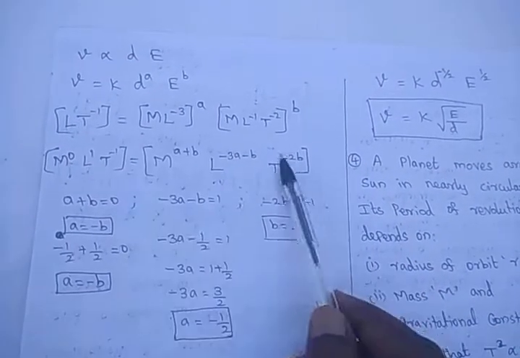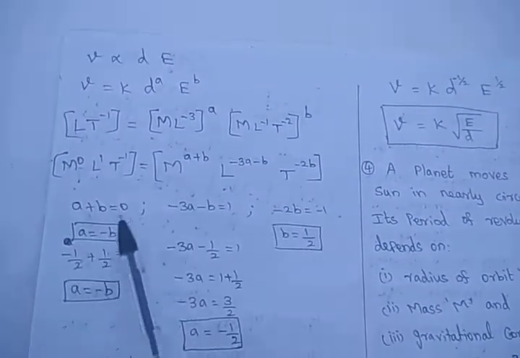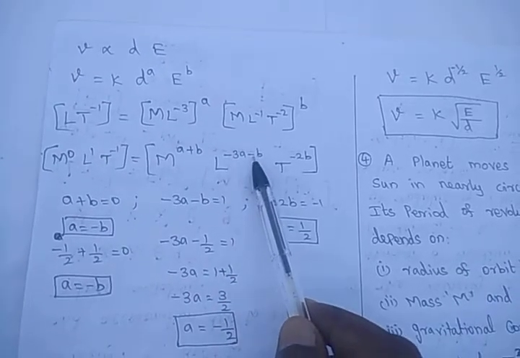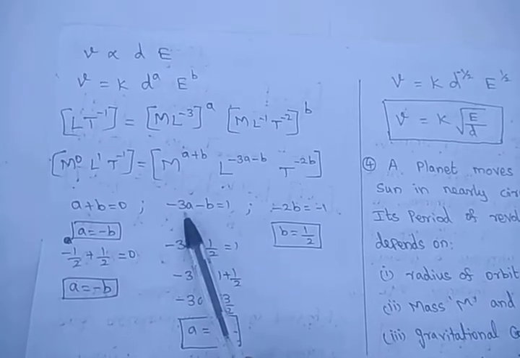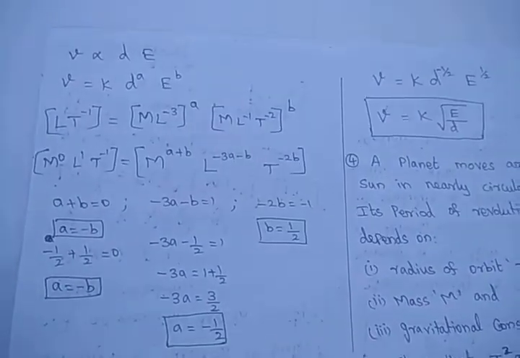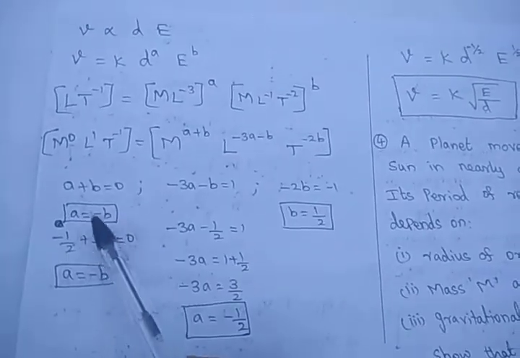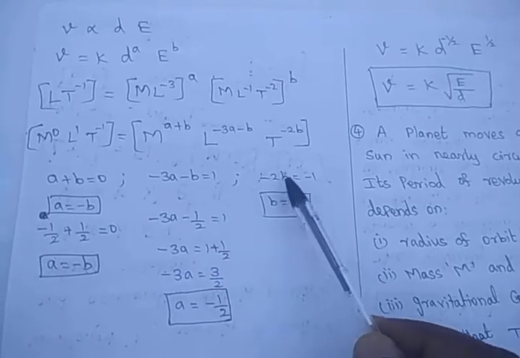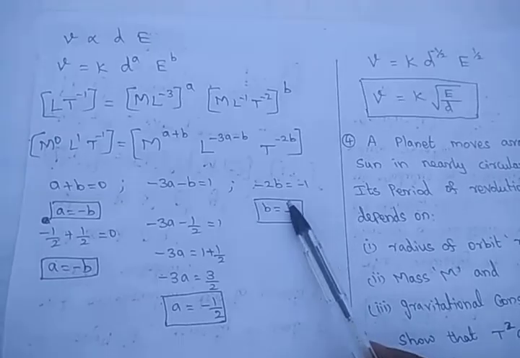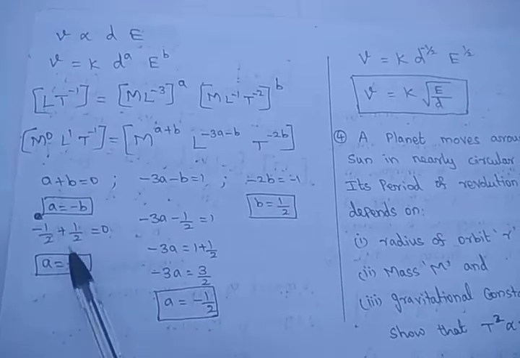Now compare the powers of these two sides. Here there is no M term, so just put M power 0. So A plus B is equal to 0. Then minus 3A minus B is equal to 1. And finally minus 2B is equal to minus 1. So we get minus 2B equal to minus 1, and A is equal to minus B. Here the minuses cancel; if you bring this 2 over, we get B equal to 1 by 2. So A is equal to minus B means B is 1 by 2 and A is minus 1 by 2.